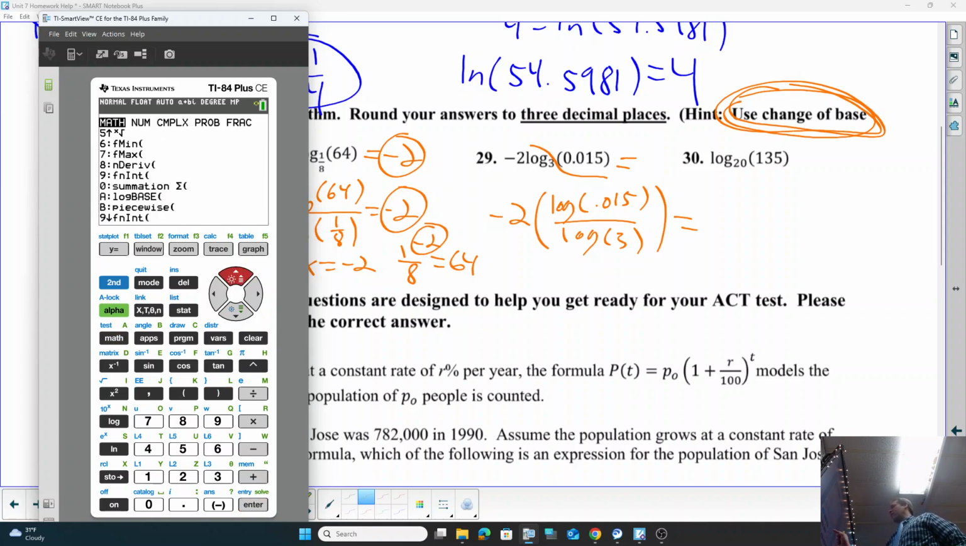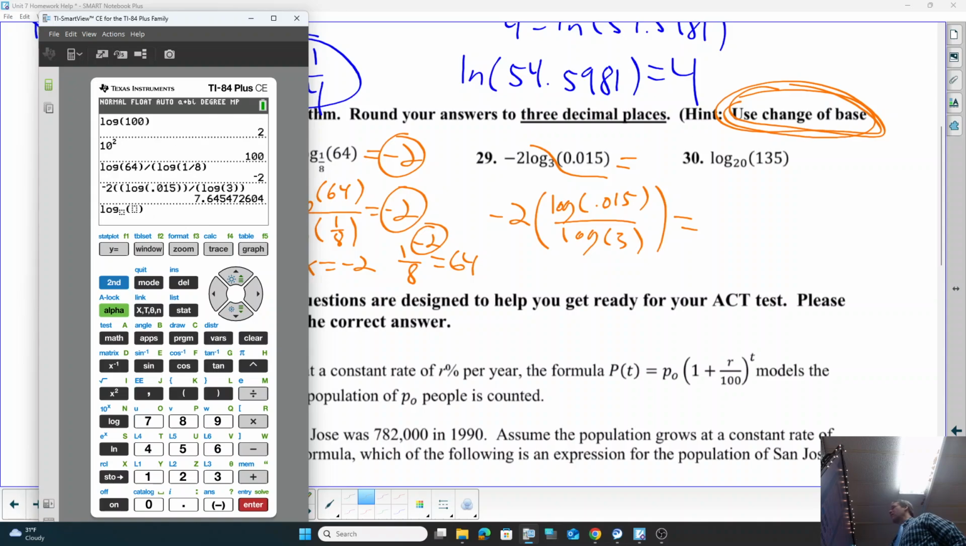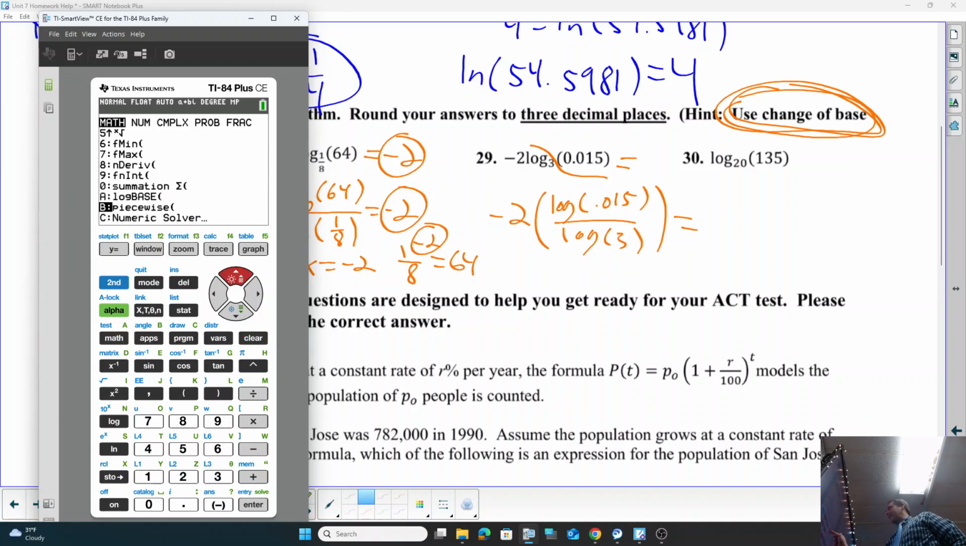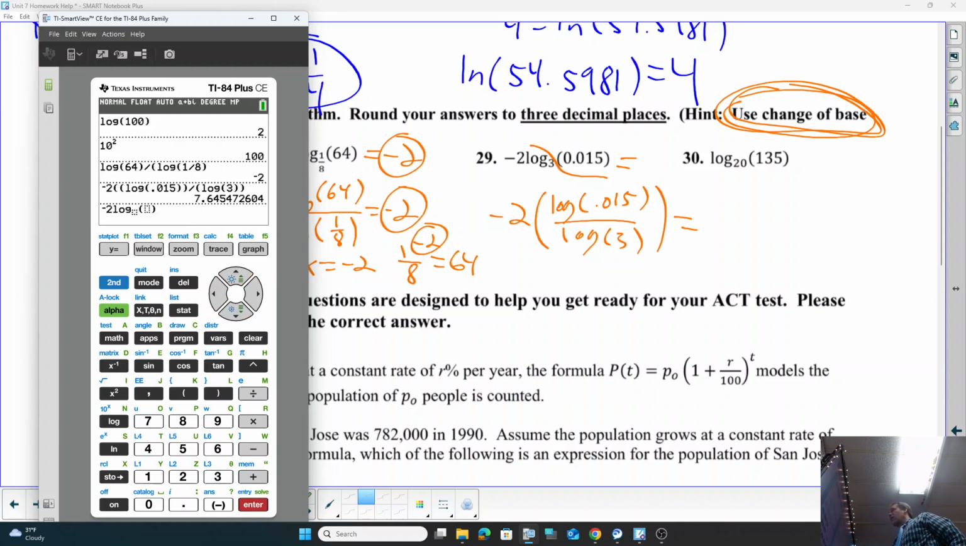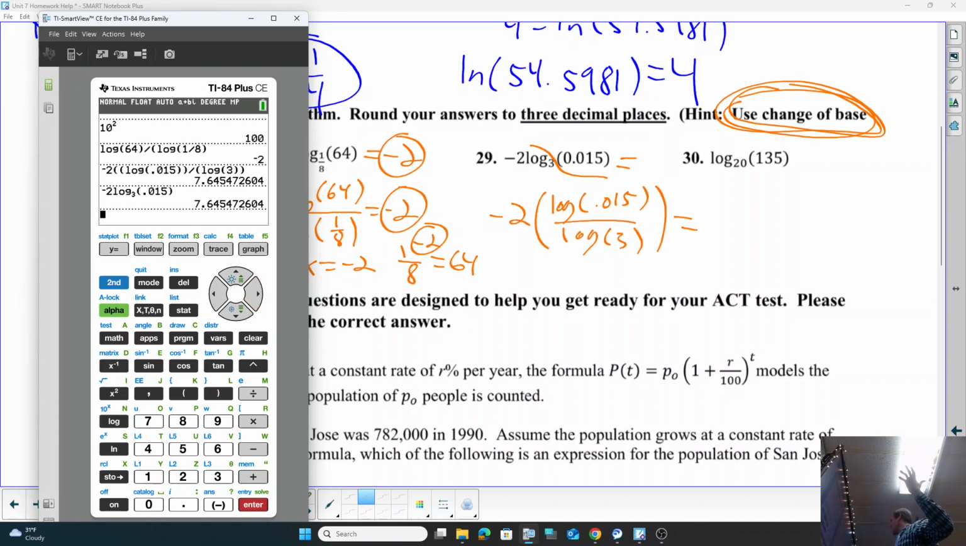Now I'm going to go math button and try the log base feature. But I'm going to insert a -2 in the front. Or you could do -2 first and then do math log base. And then we have a base of 3 and the 0.015. And we got the same answer. We did it right. So 7.645.